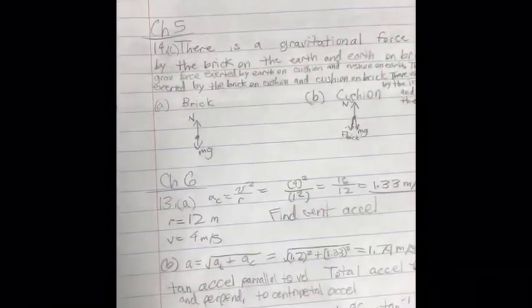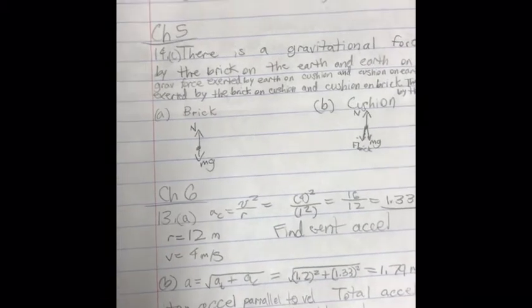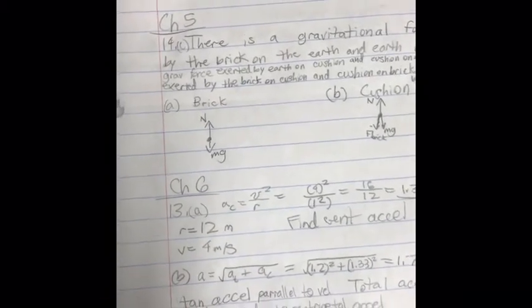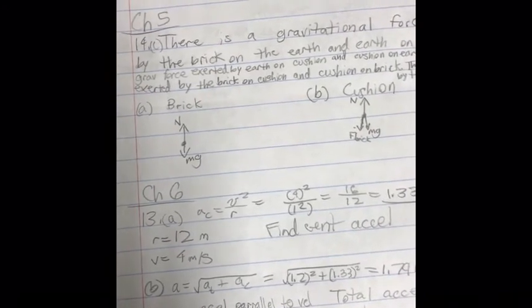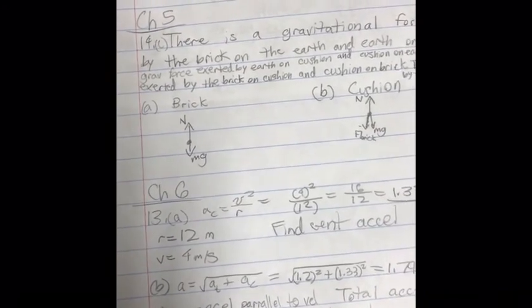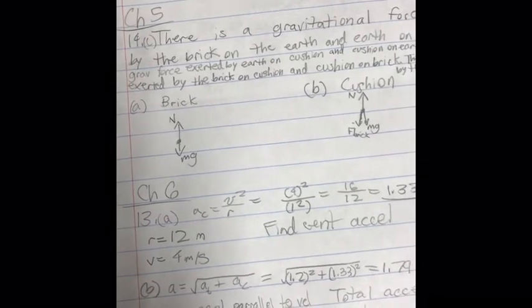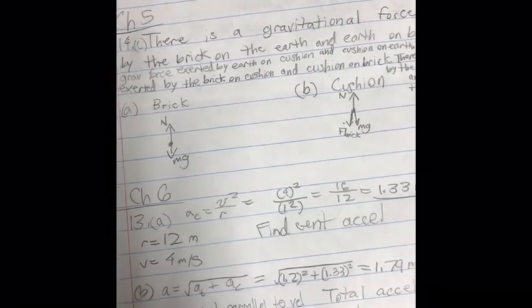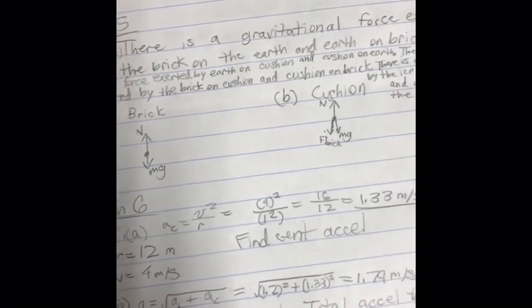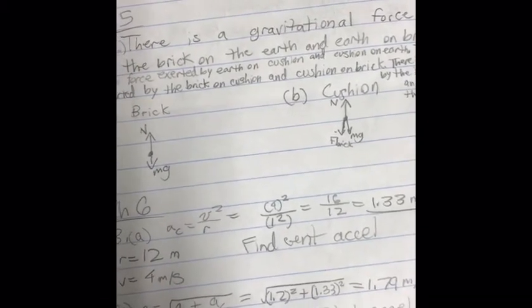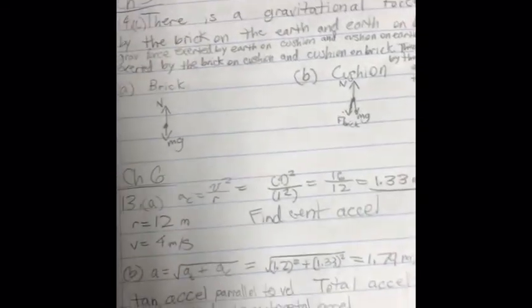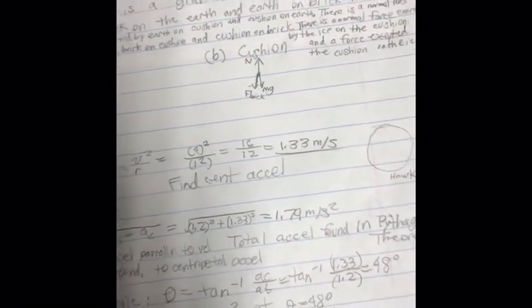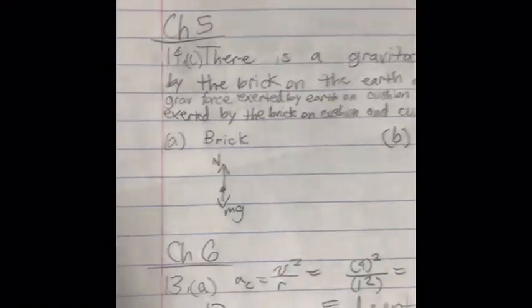So for chapter 5, I did number 14. A brick of mass m has been placed on a rubber cushion of mass m. Together they are sliding to the right at a constant velocity on an ice-covered parking lot. Draw a free body diagram of the brick and identify each force acting on it. Draw a free body diagram of the cushion, and then identify all action-reaction pairs of the forces in the brick, cushion, planet system. So for A, I drew this.